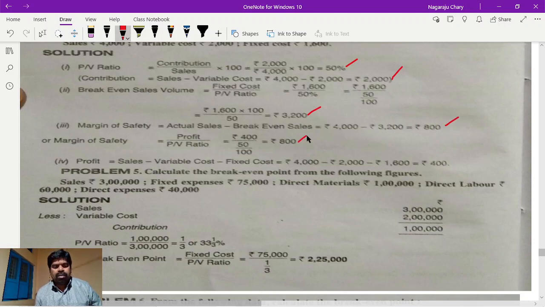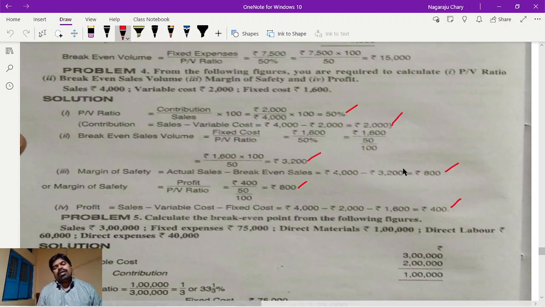Or you can calculate profit in this way also. Here the marginal cost equation gives 400. So like this, in each and every aspect of decision making, what is the fixed cost, what is the variable cost, what is the profit, what is the output level? At what level are we going to get what profit? Desired profit: how much profit are we going to get, and to earn that profit, how much do we have to sell? That is also possible.